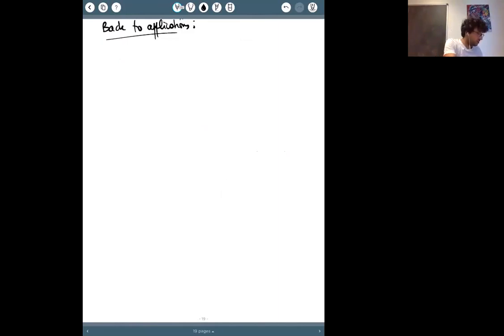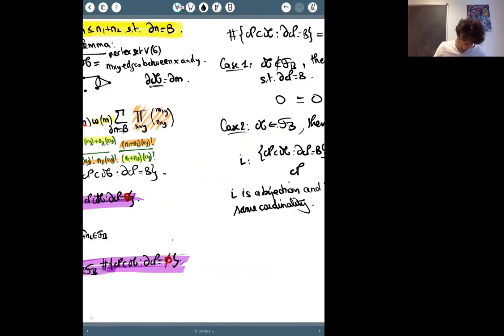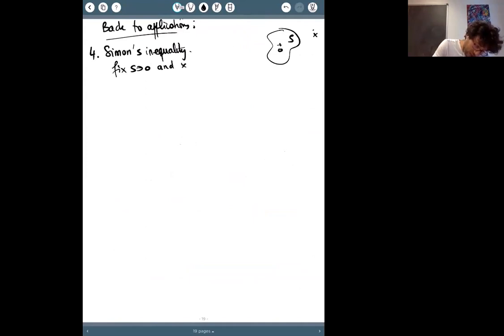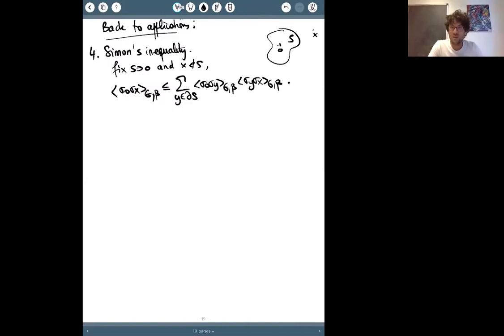If not, let me give you some other applications. So a third application, or maybe it's fourth, let me check. It's a fourth application: Simon's inequality. What does this inequality say? Imagine you take a set S that contains the origin, and you take x which is not in S. So fix S containing the origin and x not in S. Then I claim that ⟨σ_0 σ_x⟩_β is smaller or equal to the sum over y on the boundary of S of ⟨σ_0 σ_y⟩_β ⟨σ_y σ_x⟩_β. I claim that. This is a very, very useful inequality, as I will illustrate later.